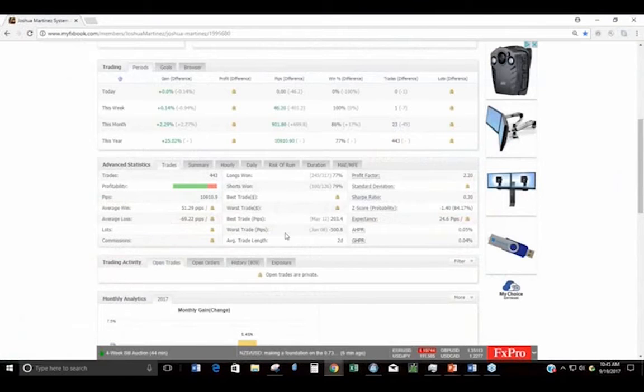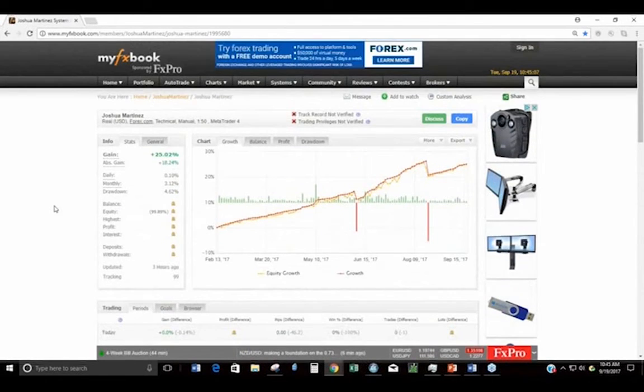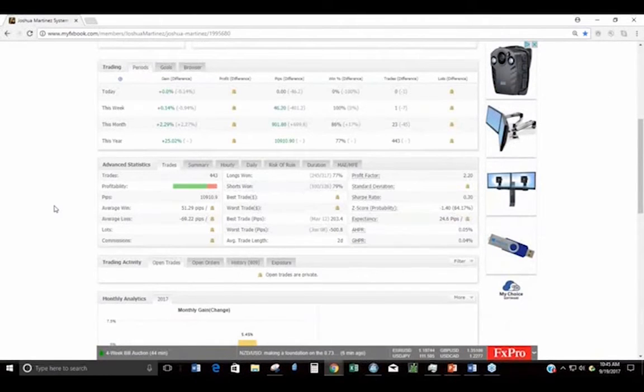I've got Joshua Martinez. He is one of our elite traders. This is myfxbook.com. It is a real account, and you might not understand everything, but in the last 6 months, I don't know if you can see this number, it is 10,910 pips. It's almost 11,000. Joshua has generated 11,000 pips in the last 6 months. If you're trading a standard lot, that's $110,000. Importantly, if you look down here, he is winning 77% of the trades.